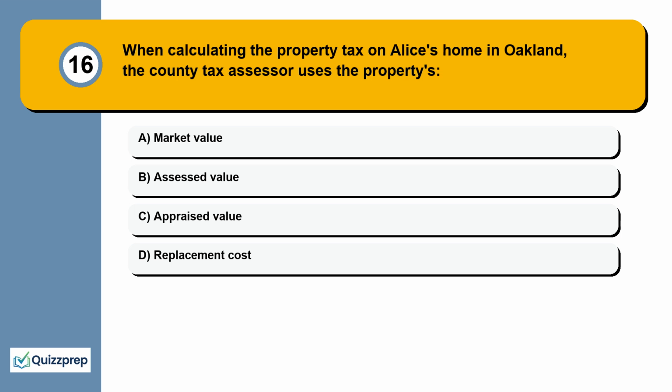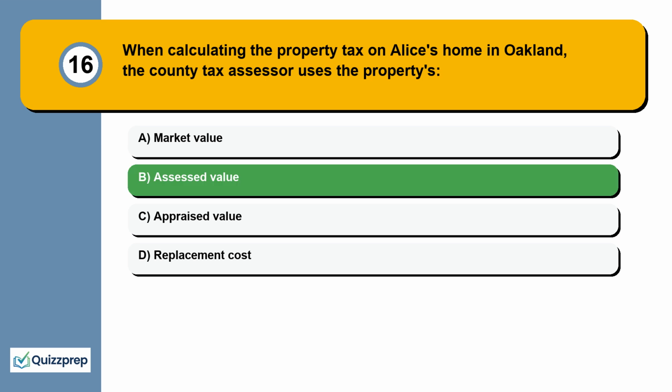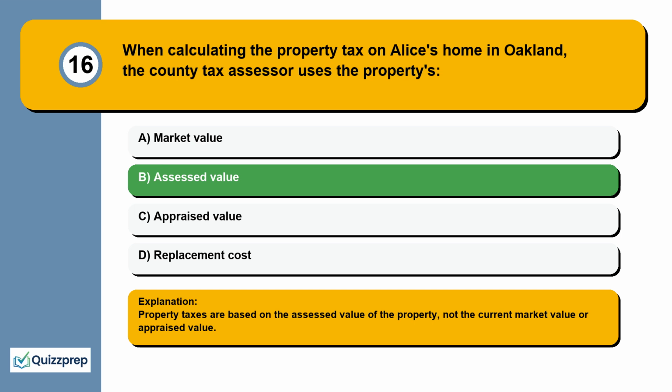Question 16. When calculating the property tax on Alice's home in Oakland, the county tax assessor uses the property's market value, assessed value, appraised value, replacement cost. Property taxes are based on the assessed value of the property, not the current market value or appraised value.